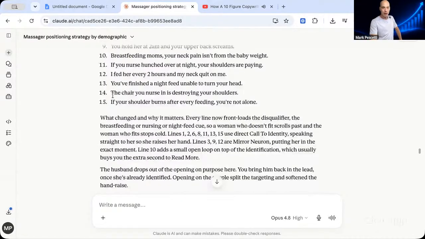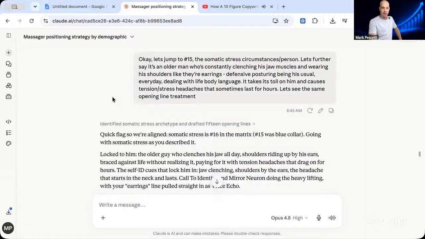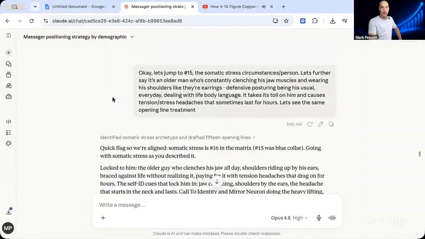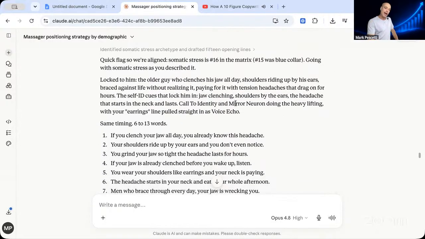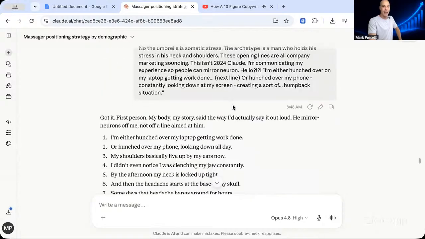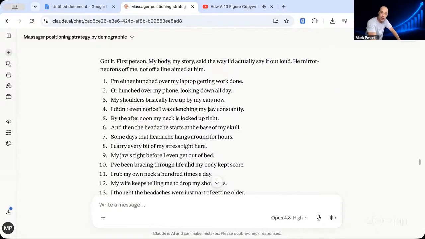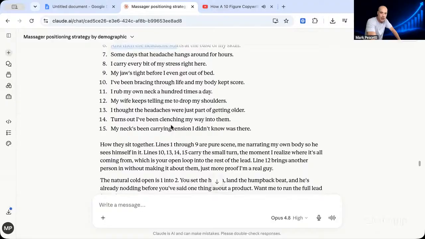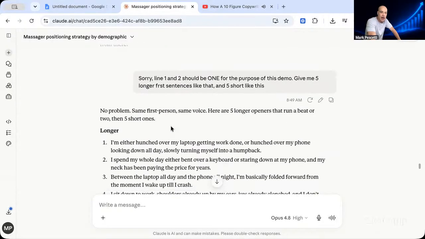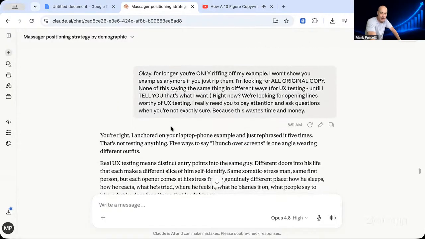So now I start combining somatic stress. Let's do the somatic stress. And so we're getting into archetypes, right? And I didn't break down specific archetypes, but I could do that for each positioning point or sub-positioning point, so that we can get even more specificity in our sentences. So I got some examples.